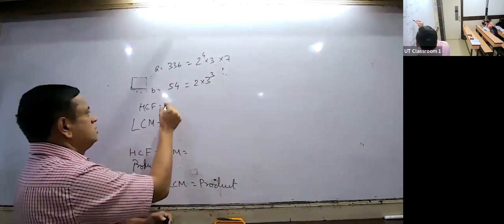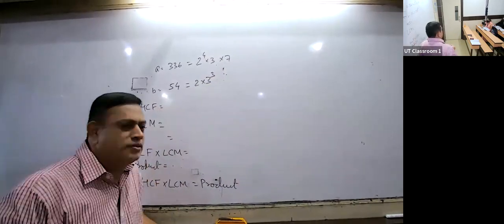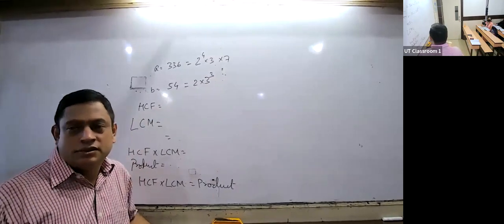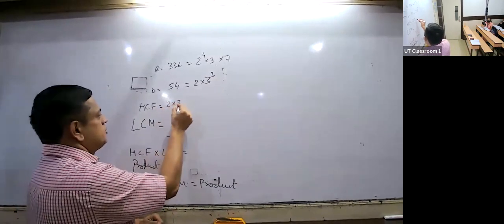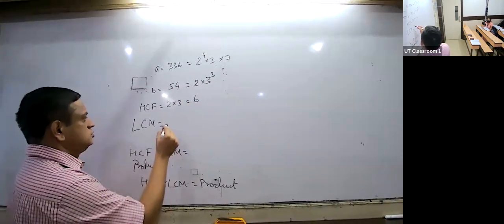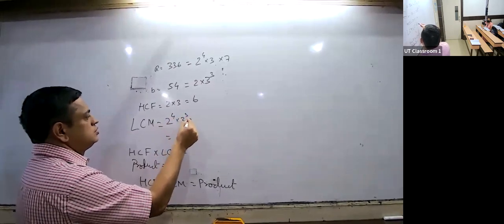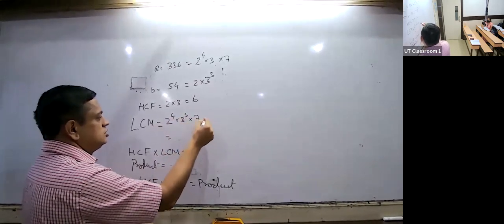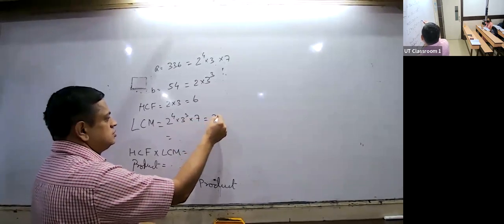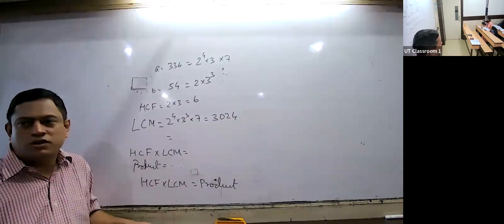Ritika, HCF. 2 into 3, 6. Okay, then LCM. 2 raised to 4 into 3 cube into 7. What is the answer? 3024. Yes, sir. How many of you got this answer?